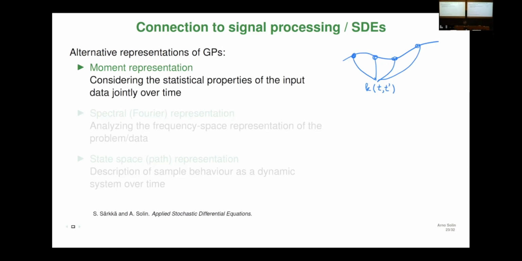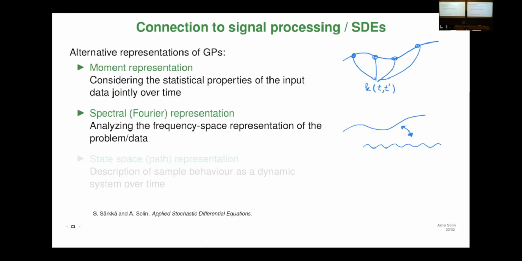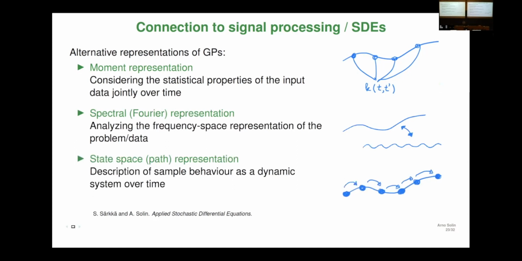But you can also have equally expressive representations in other forms. For example, in terms of a spectral density or a state space model. In continuous time, that would be a stochastic differential equation. And you can represent the same prior in these different forms and move back and forth between the representations. And why is this relevant?